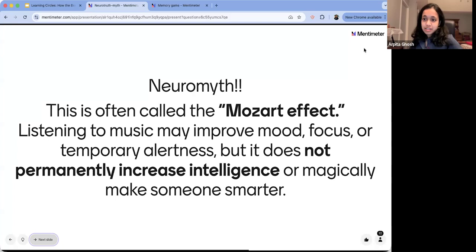So I think everyone was correct here. Mostly it's a neuro myth. As someone said, it magically cannot make someone smarter, but it definitely impacts mood and alertness and how you feel.